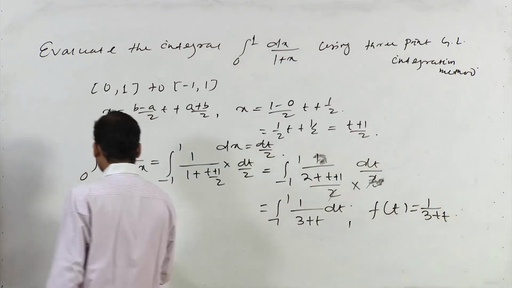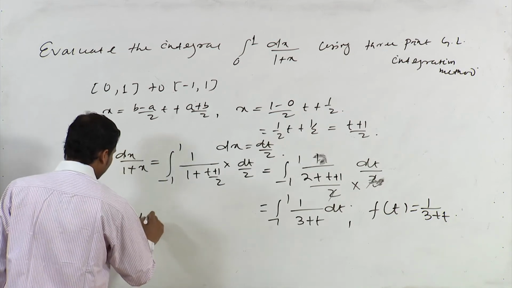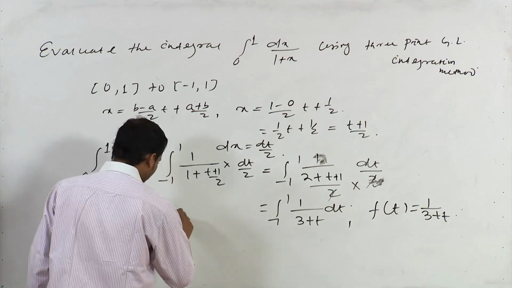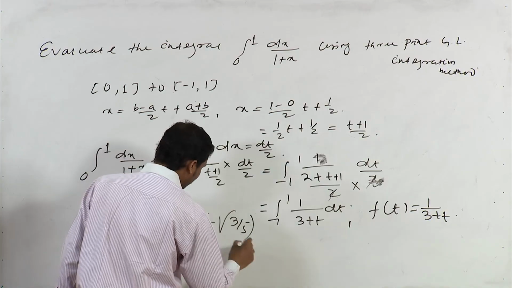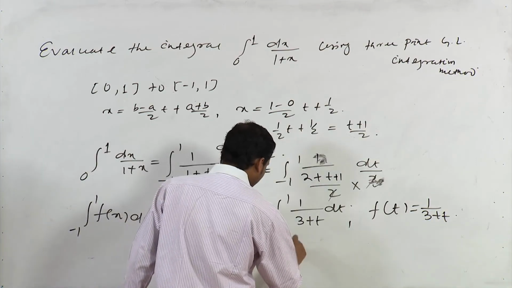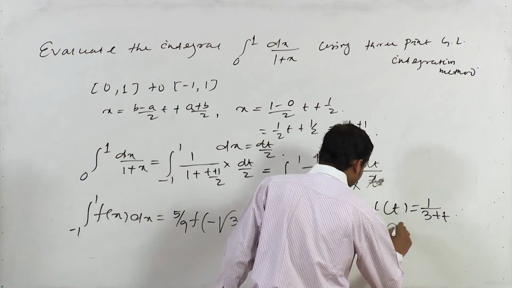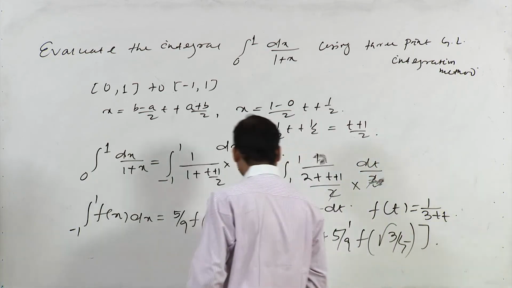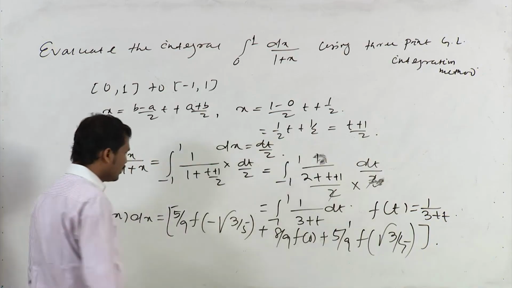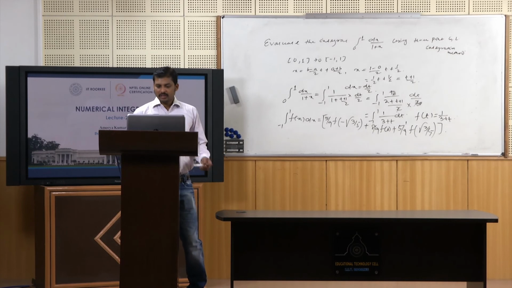We can now use this formula, the integration from minus 1 to 1 of f of x dx, as 5 by 9 f of minus root 3 by 5, plus 8 by 9 f of 0, plus 5 by 9 f of root 3 by 5. Since the function is known to us, we can directly put in these values and obtain the functional values.